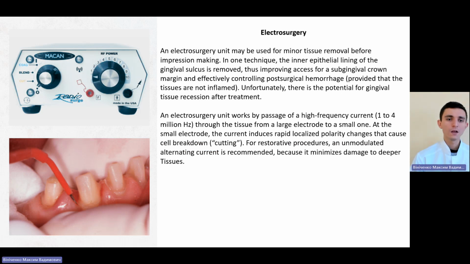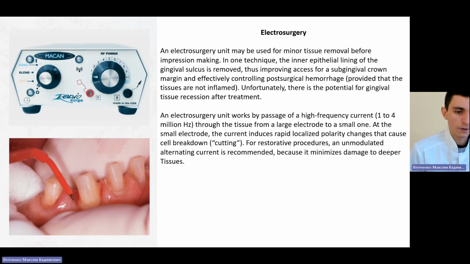An electrosurgery unit may be used for minor tissue removal before impression making. In one technique, the inner epithelial lining of the gingival sulcus is removed, thus improving access of a subgingival crown margin and effectively controlling post-surgical hemorrhage, provided that the tissues are not inflamed. Unfortunately, there is a potential for gingival tissue recession after treatment.